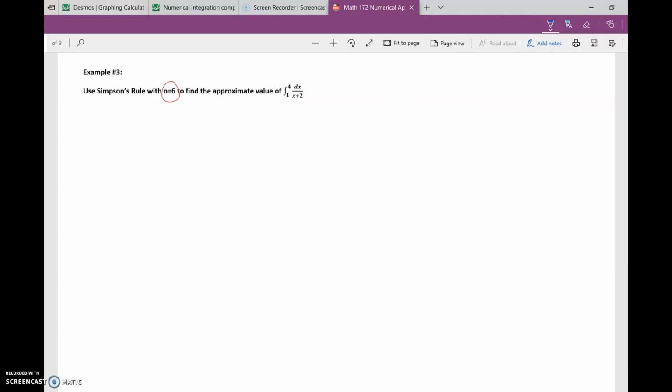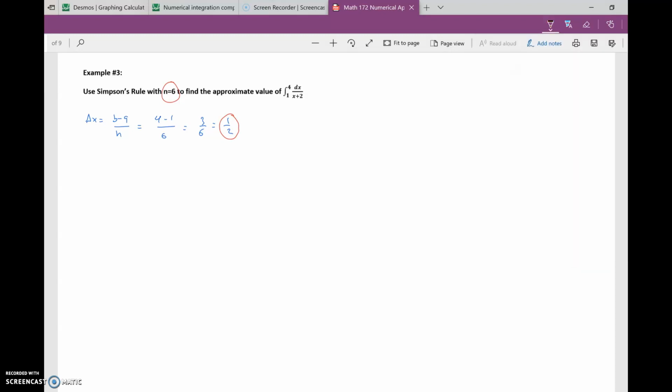So let me actually do the delta x's. The delta x is equal to b minus a divided by n. So in this case, it's going to be 4 minus 1 divided by 6. And we're talking about 3 6s, or 1/2. So this is going to be 1/2 for the delta x.